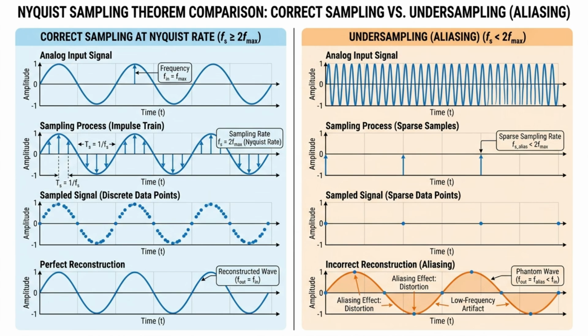Sampling is the bridge between analog RF signals and digital processing systems, but it only works correctly under strict mathematical conditions. If sampling is too slow, the signal becomes distorted and cannot be reconstructed. The Nyquist theorem defines the exact minimum sampling rate required to preserve all information.